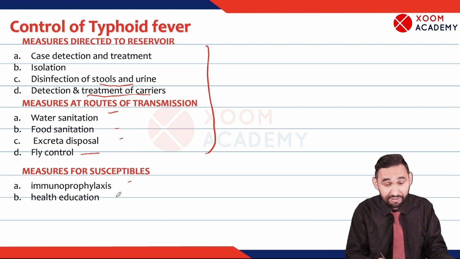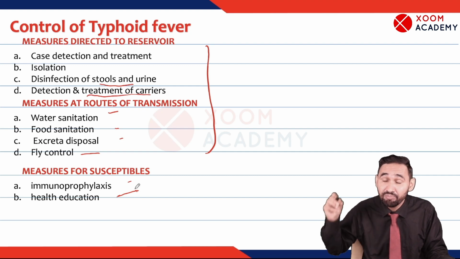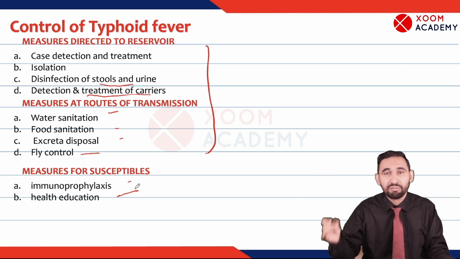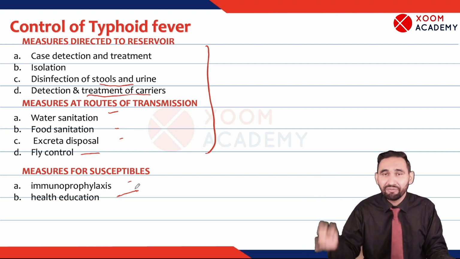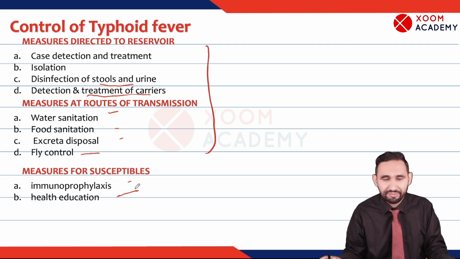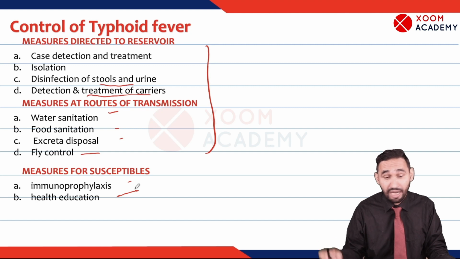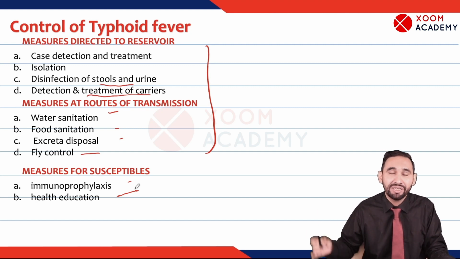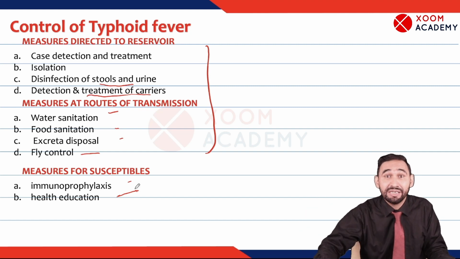Immunoprophylaxis, health education. Health education single-handedly can play a very important role in control of typhoid, because health promotion is an effective measure against typhoid fever, because vaccination provides only 50% coverage, although it is given. But the most important measure is health promotion. We need to educate people. We need to change the lifestyle. We need to improve our sanitation.